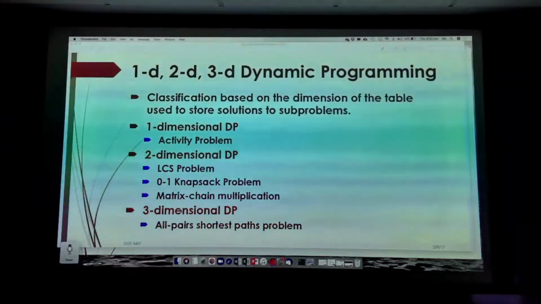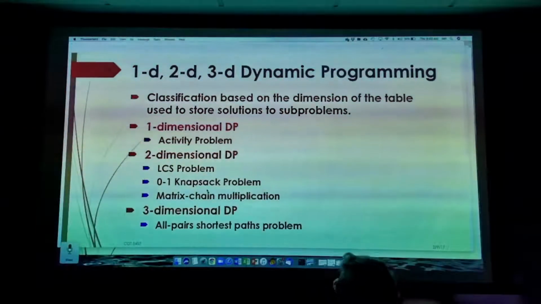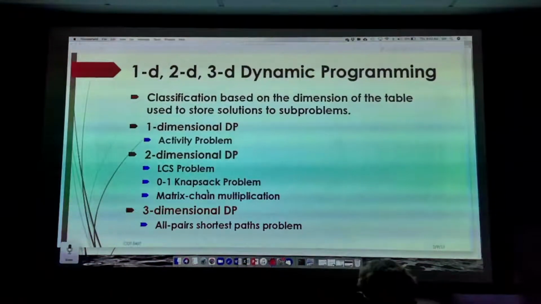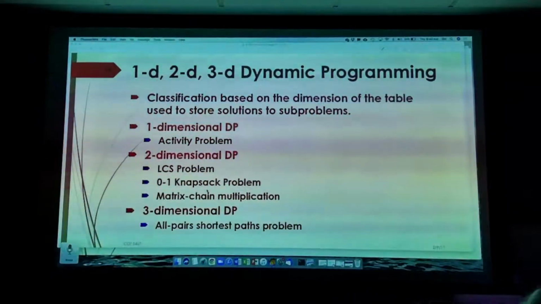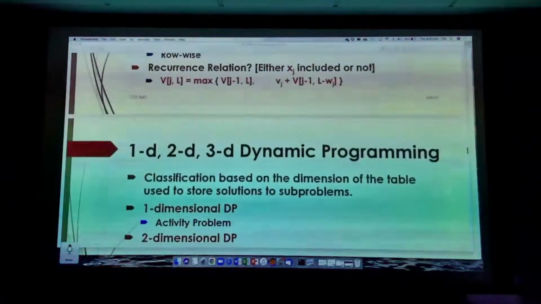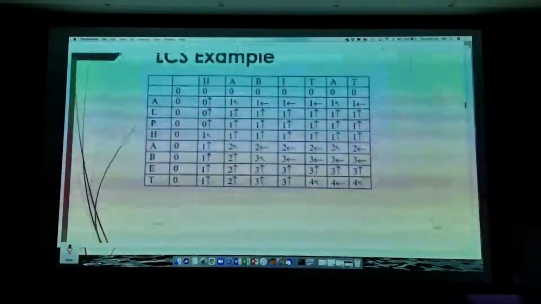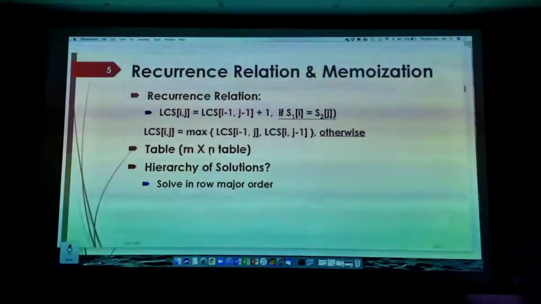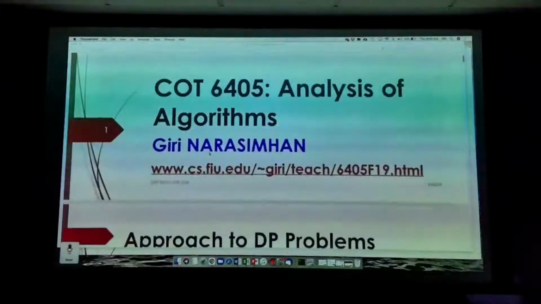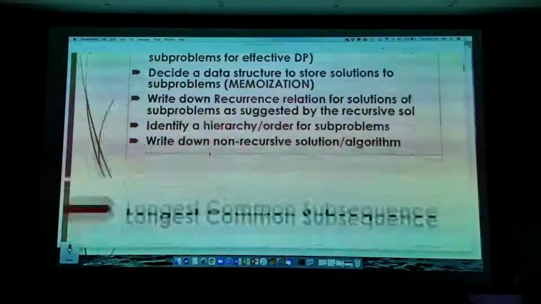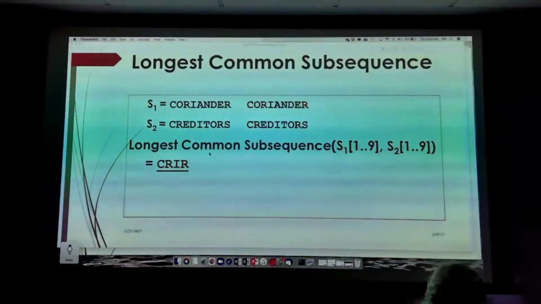So let's start with the LCS problem. LCS stands for Longest Common Subsequence problem. So it's a string problem, or a subsequence problem, and it's typically a two-dimensional problem. Let me find my slides. Here you go. Let me start with this particular problem.